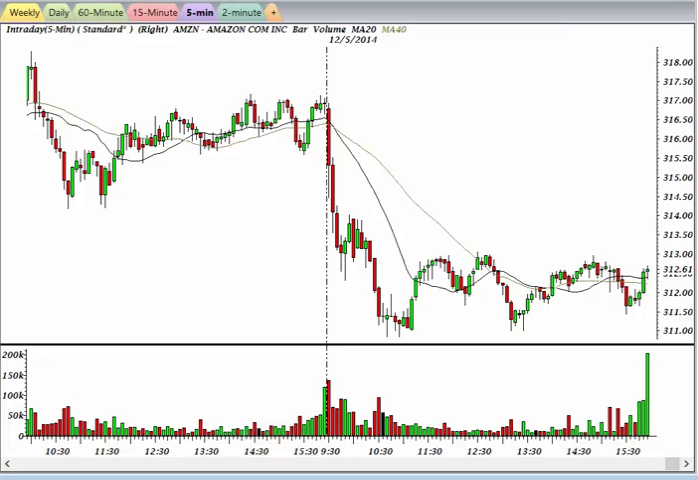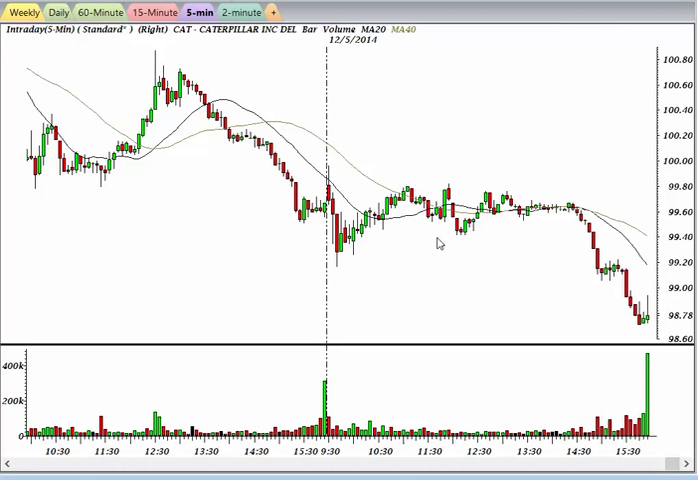And a perfect example of a transition point, look at Caterpillar. Okay, Caterpillar on the 5th. Really sloppy here, right? Whipping around, whipping around. Now notice here, notice how it tightens up in the afternoon, okay?